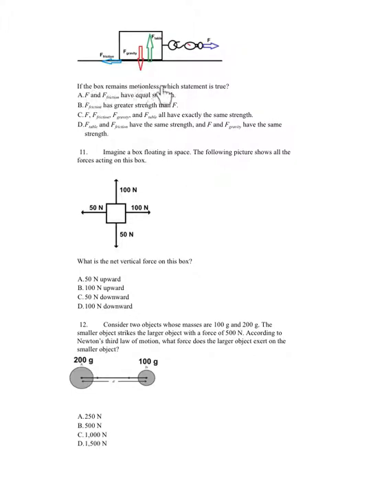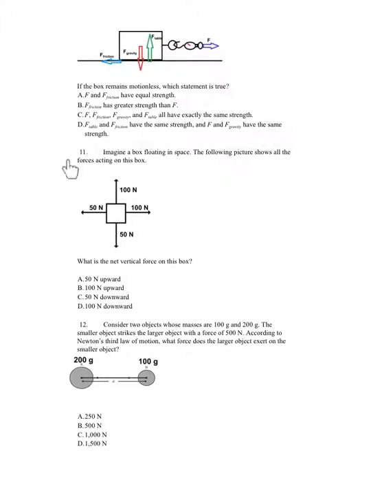If the box remains motionless, which statement is true? A. F and F friction have equal strength. B. F friction has the greater strength than F. C. F friction, F gravity, and F table all have exactly the same strength. D. F table and F friction have the same strength, and F and F gravity have the same strength.